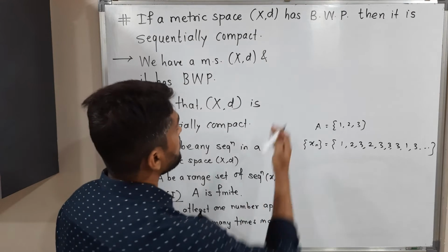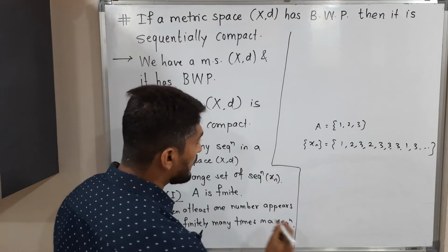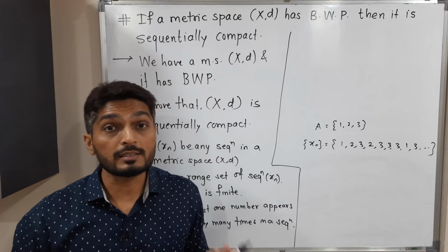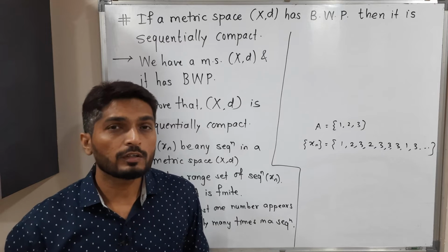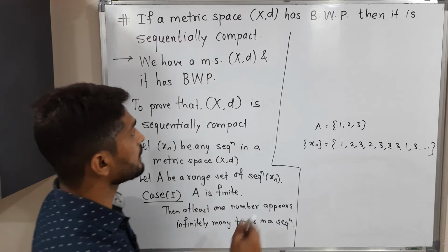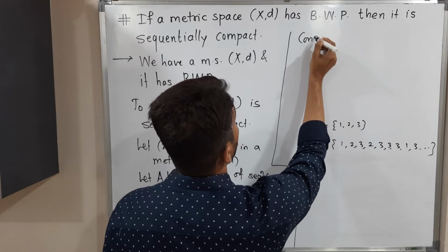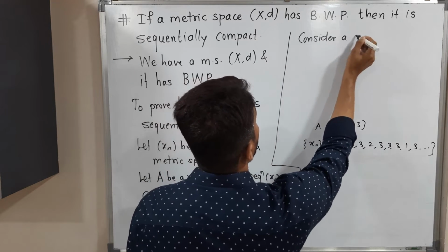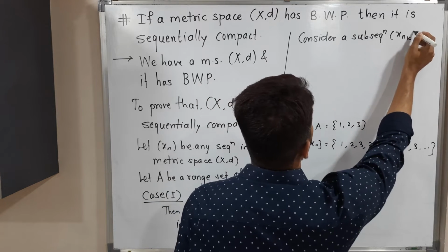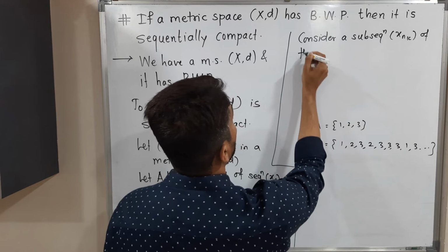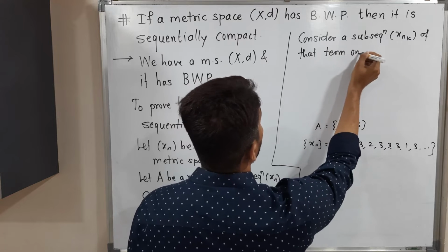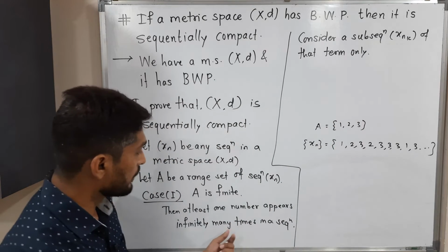So let us go further. Now what will I do? I will consider a subsequence. I am going to construct a subsequence of sequence Xn of that number only, which appears infinitely many times. Getting? So let me mention here: consider a subsequence Xnk of that number or that term only.